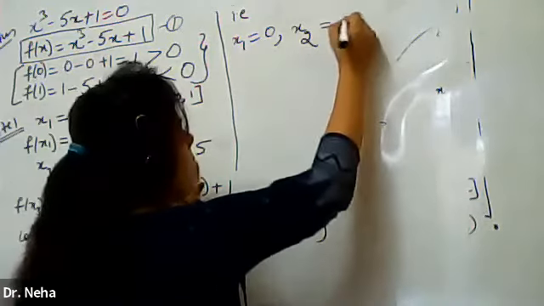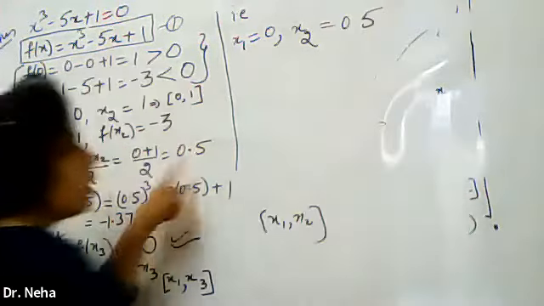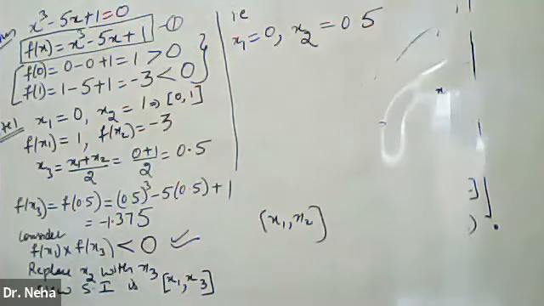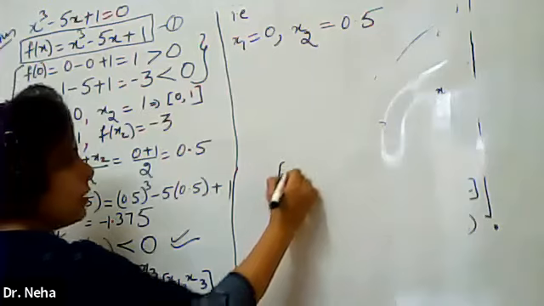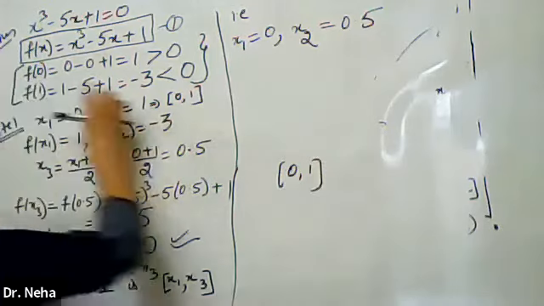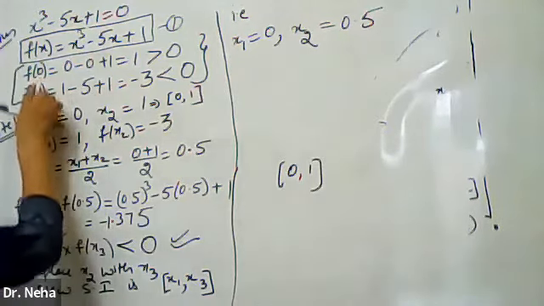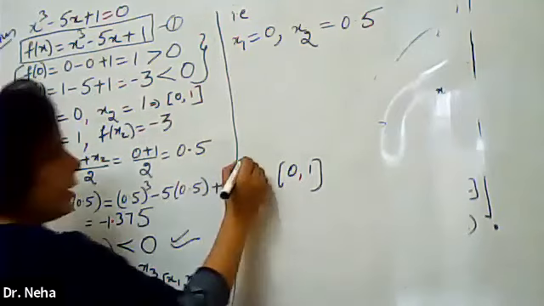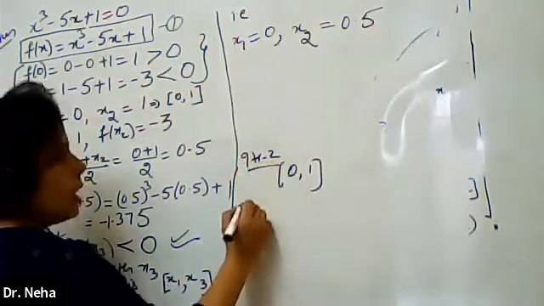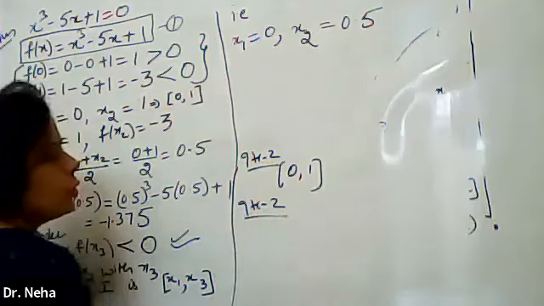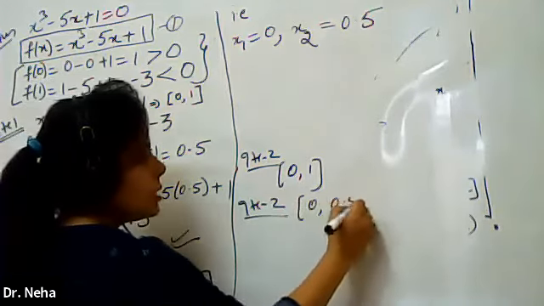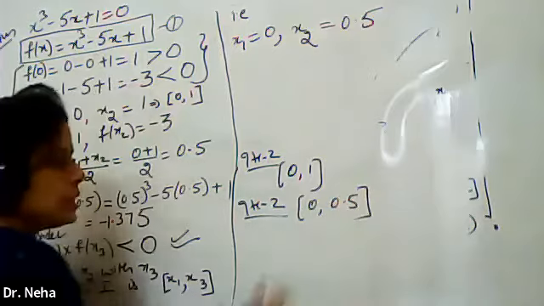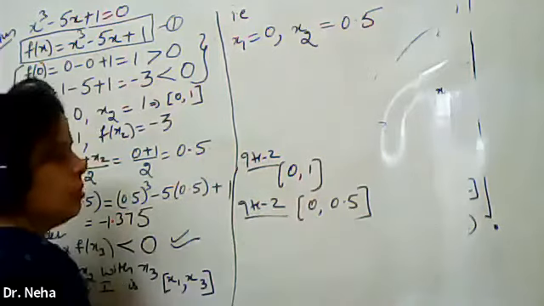That means x2 is equal to 0.5 now. I hope it is clear. Now see what happened. We started with the interval 0, 1 in iteration number 1. Now for iteration number 2, what is our new interval? 0, 0.5. See, half of the interval is there now.